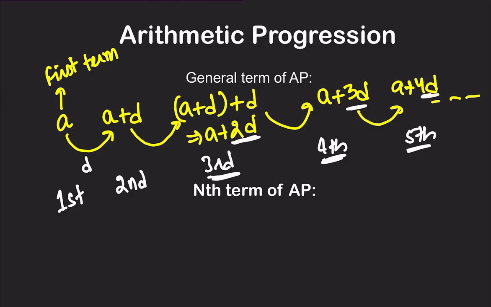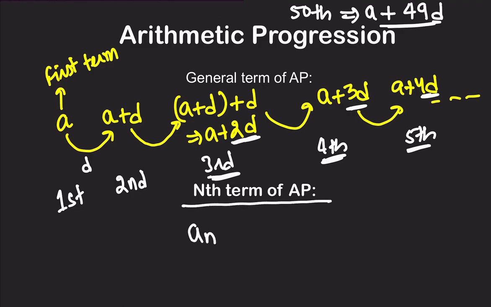Means for every term, suppose someone asks you what is the 50th term of this arithmetic series. You will say A plus how many D will you add? You will add 1 less than 50, that is 49D. So this is the 50th term of the series. I hope it is clear. So what is the nth term?